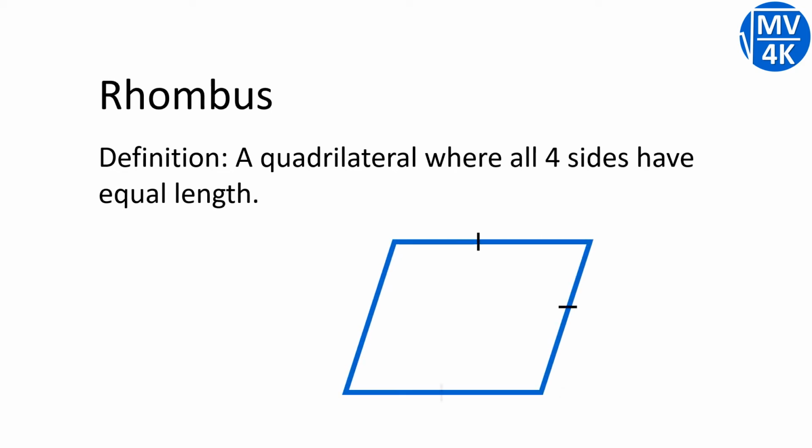The third type of quadrilateral is a rhombus. A rhombus is a quadrilateral where all 4 sides have equal length. You can almost imagine a rhombus is like a square that someone has just slightly shifted over in one direction or another. Because it does have 4 congruent sides, however, the angles of a rhombus are not always 90 degrees, like in a square.